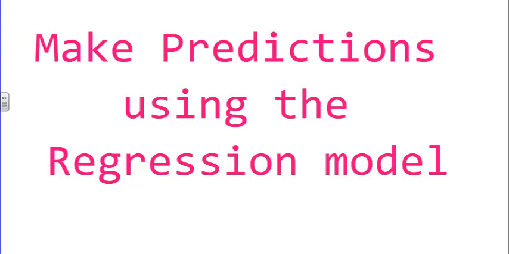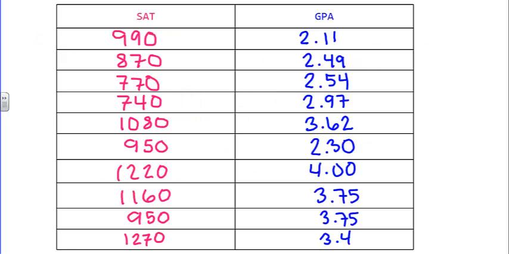Hi, this is Mrs. Allen, and in this video we are going to be making predictions using the regression model. So first let's look at our problem. The data reports SAT scores and GPA at graduation. It has been said that you can predict a student's GPA on his or her SAT score. So here we have some SAT scores and their GPA at graduation.